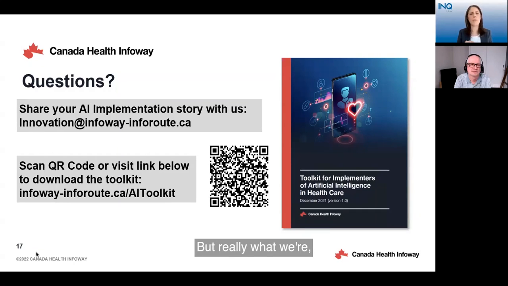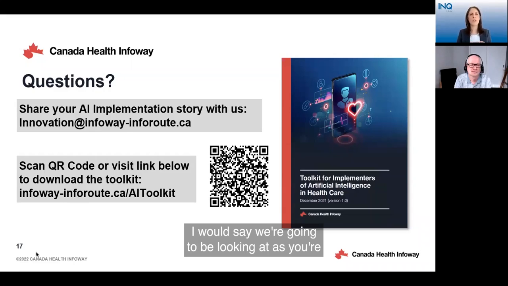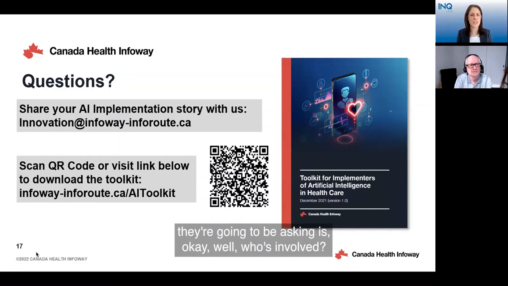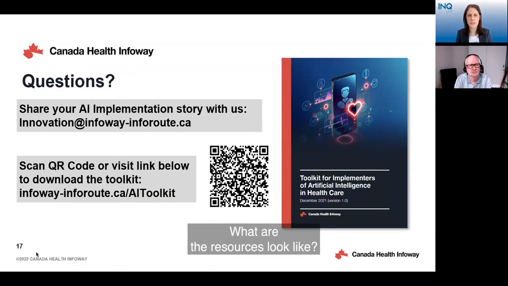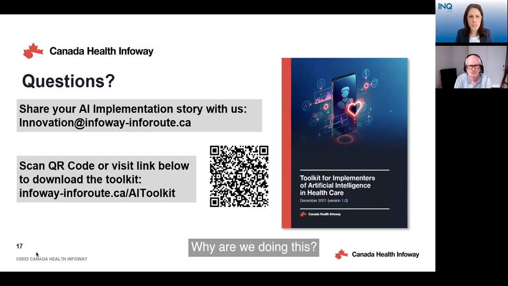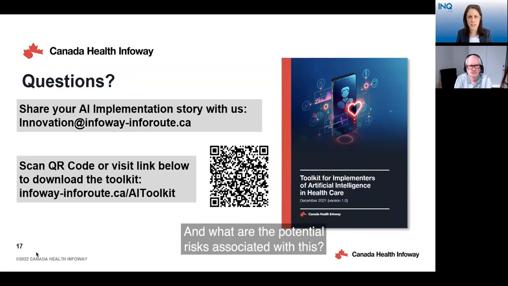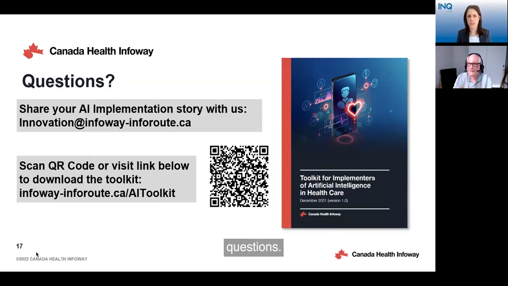But if I had to summarize it, as you're making that pitch to senior management, the questions they're going to be asking are: okay, who's involved? What do the resources look like? Why are we doing this? And what are the potential risks associated with this? And I think you can now start to answer each of those questions.